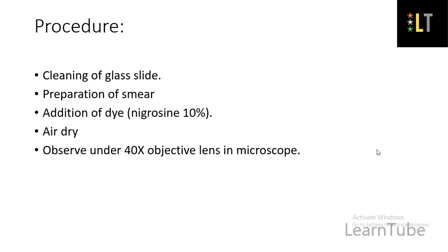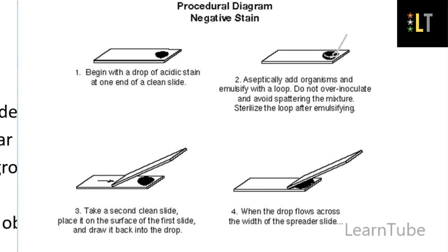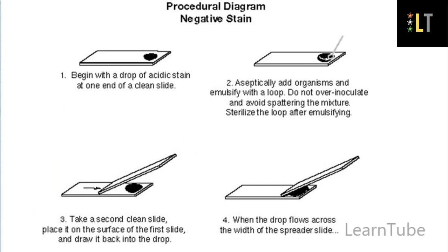The next step is preparation of smear. Now here what we'll be doing is we'll be taking one loop full of bacterial suspension and you will deposit that bacterial suspension at the end of the glass slide, not at the center of the glass slide as we did for monochrome staining. We'll be putting one loop full of the bacterial suspension at one end of the glass slide, and then we'll be adding 2 to 3 drops of the nigrosin stain at the same end of the glass slide.